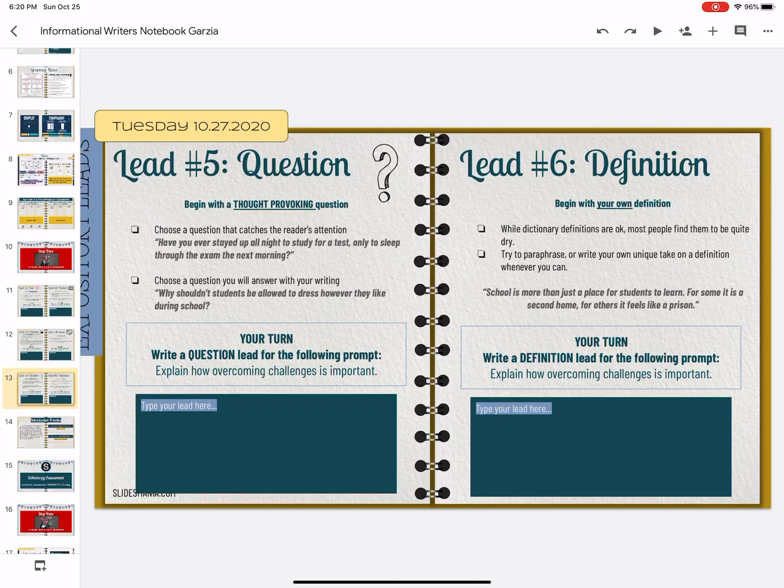Okay, so these 6 leads are your task for today. You need to make sure you write each one. That way you have 6 really good options to start your essay next week, and you can pick the best one so you can have the strongest essay. Don't forget to ask us questions if you have any.